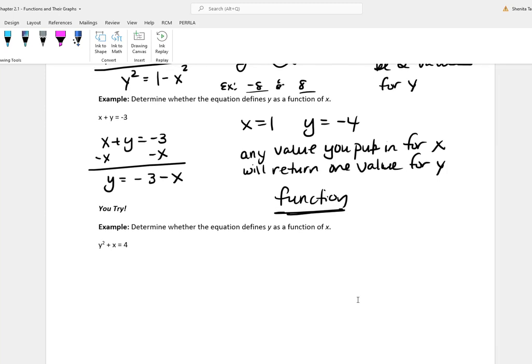This next problem is a Try problem. You can go ahead and solve this on your own. The answer will be not a function.